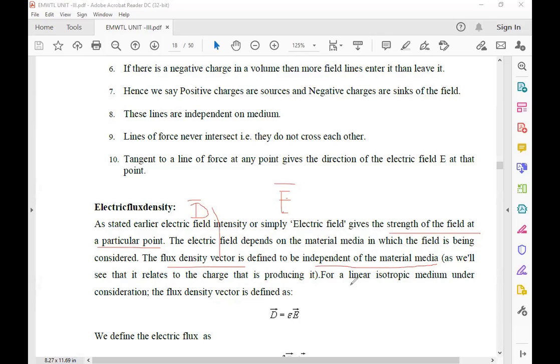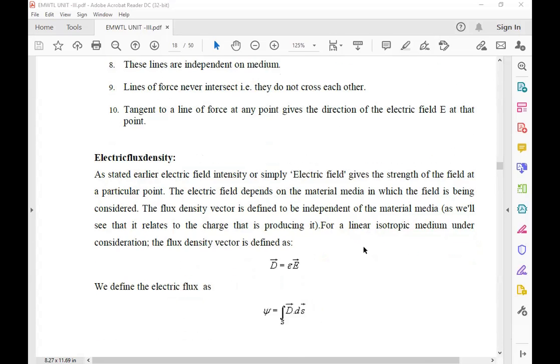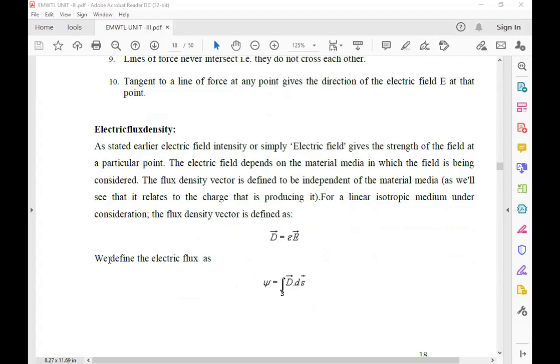Okay. For a linear isotropic medium under consideration, the flux density vector D bar is equal to epsilon times E bar. This is the relation between electric field intensity and electric flux density. D bar is equal to epsilon times E bar. Okay. We already know the electric flux, the D bar and the psi. Here you see there is a psi.